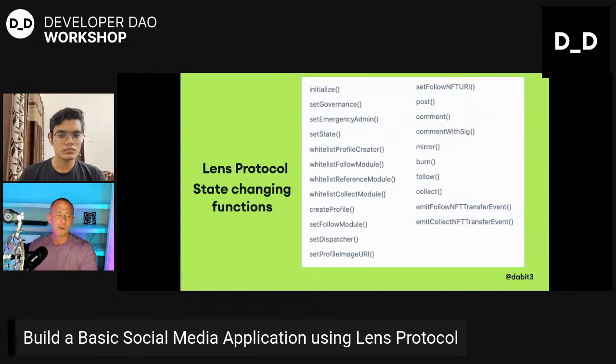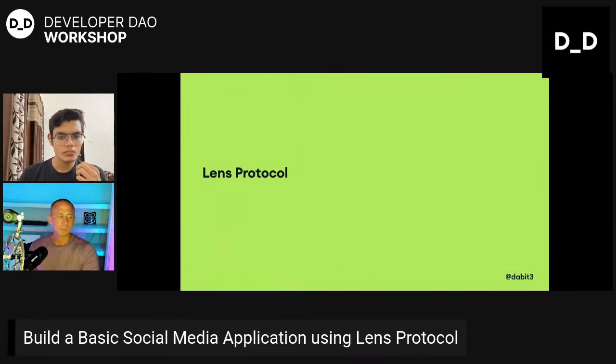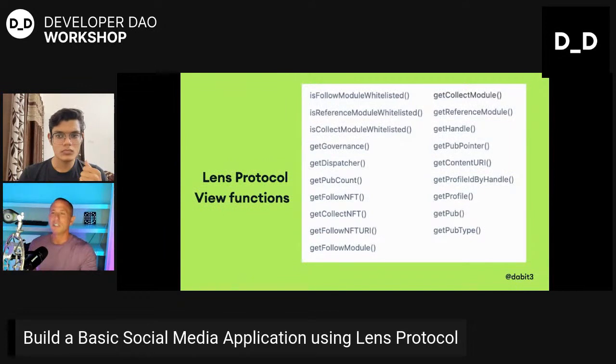So let's take a look at a few of the functions that are available. And these are the contract functions that you'll interact with directly if you choose to do so, and you choose not to use their API. But you have things that just make a lot of sense, like posting, commenting. You have this idea of mirroring, which is almost like retweeting. You have follow, you have collect, you have all these different ways that you can interact. And then you have view functions, and these are just for reading information. So getting a profile or getting a publication, etc.